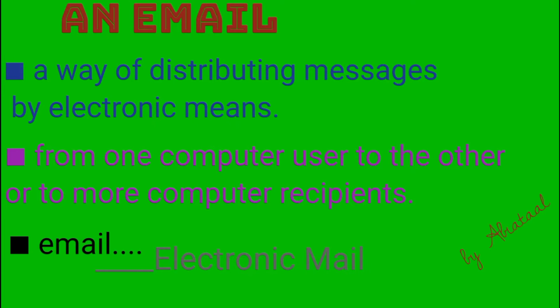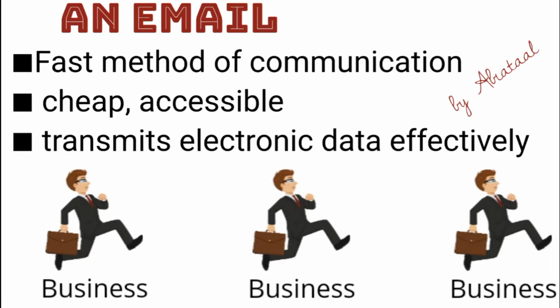What is an email? An email is a way of distributing messages by electronic means. This means that you are transmitting messages from one computer user to the other or to more computer recipients. And why is it called an email? That E in front of mail stands for electronic. So it is electronic mail.